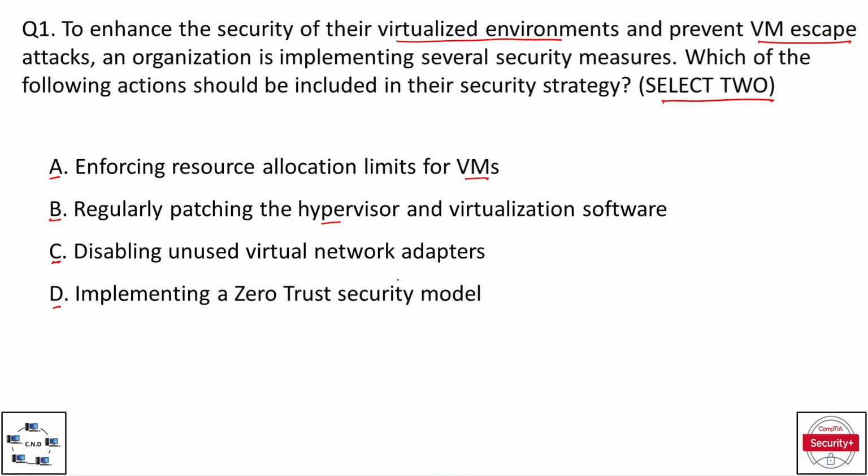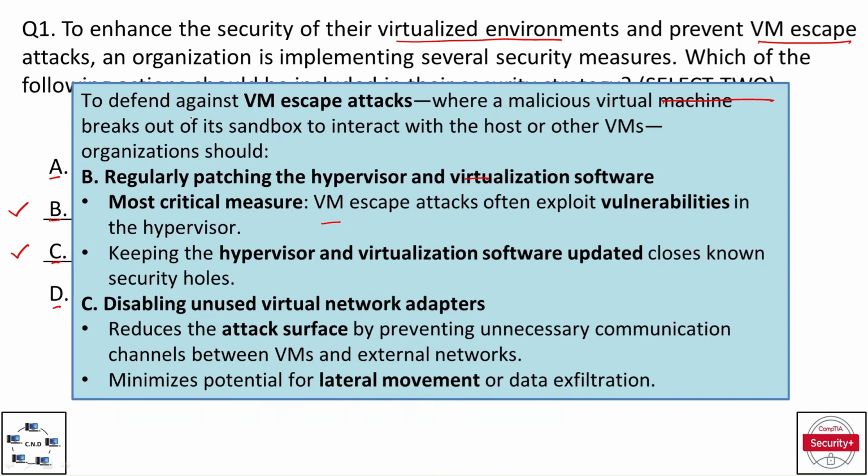And the correct options are option B, regularly patching the hypervisor and virtualization software. And option C, disabling unused virtual network adapters. And the explanation is: so to defend against VM escape attacks where a malicious virtual machine breaks out of its sandbox to interact with the host or other VMs, organization should: number one, regularly patch the hypervisor and virtualization software. So this is the most critical measure.